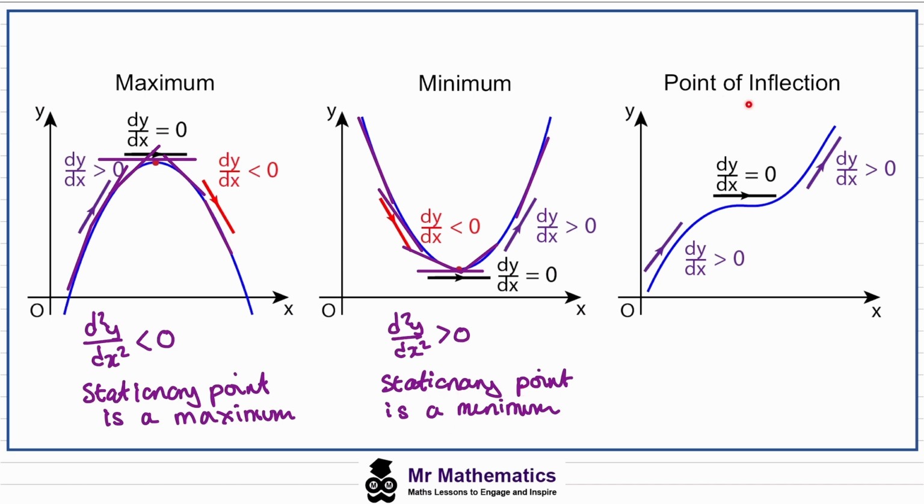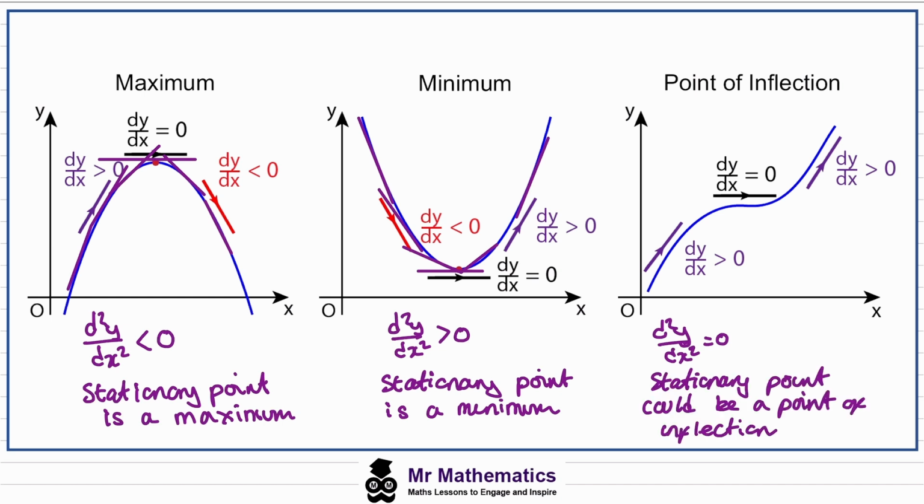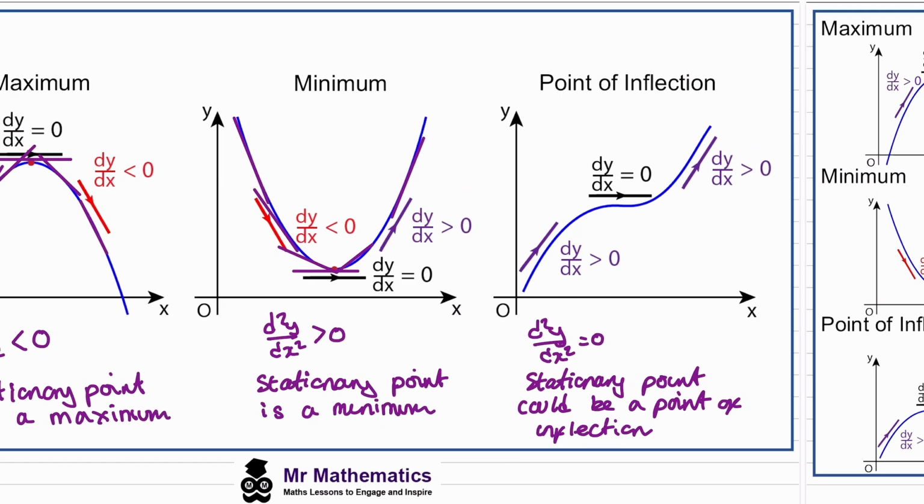And then we have points of inflection. This is where the gradient before the stationary point is positive, then it becomes 0, and returns to being positive again. So when the second derivative is equal to 0, this could be a point of inflection. And depending on the accuracy, it could also be a maximum or a minimum. We have to consider the points on either side of that stationary point to determine that nature. Okay, so let's move on to some questions.